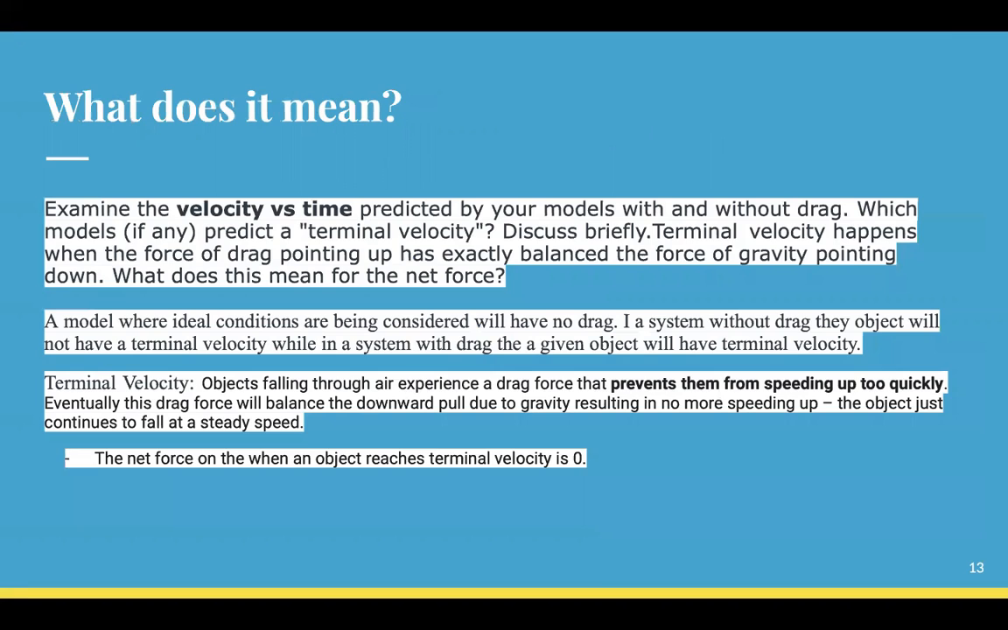This is the code beside it. Let's go on to the "what does it mean" question. It asks: what is terminal velocity? Objects falling through air experience a drag that prevents them from speeding up too quickly. Eventually, the drag will balance the downward pull due to gravity, resulting in no more speeding up. Thus, the object has a constant velocity. Thus, the net force on the object when it reaches terminal velocity is zero, which answers this question.